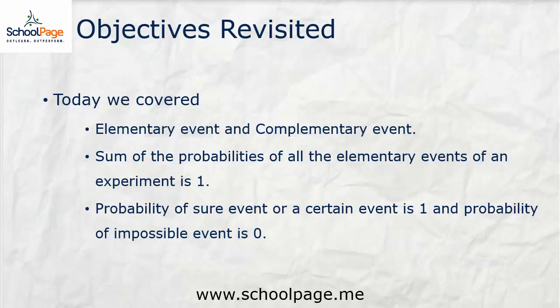After watching this video, you will understand elementary and complementary events. The sum of the probabilities of all the elementary events of an experiment is 1. Probability of a sure event or a certain event is 1, and the probability of an impossible event is 0.